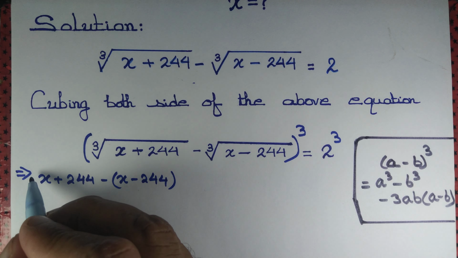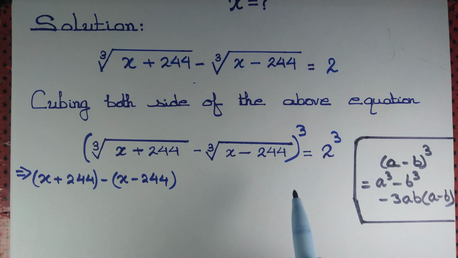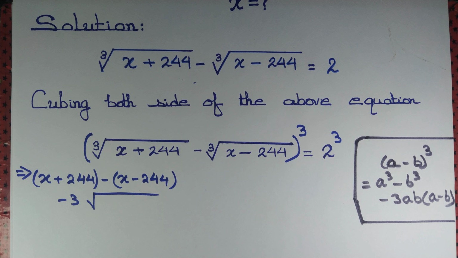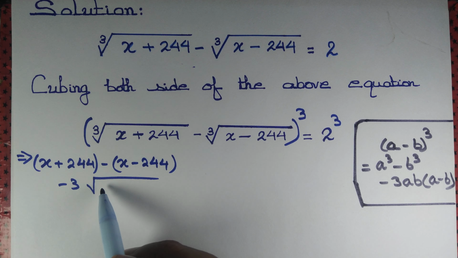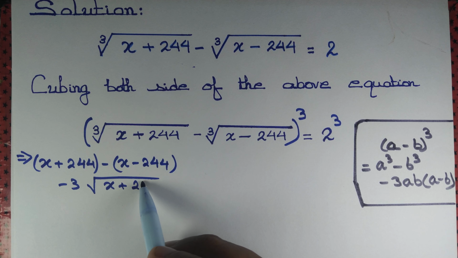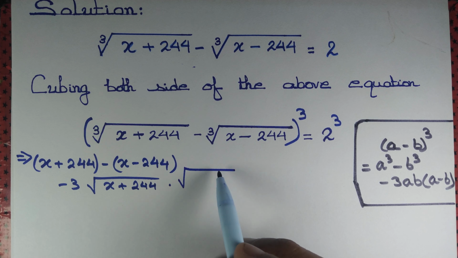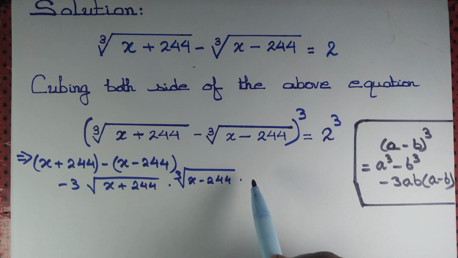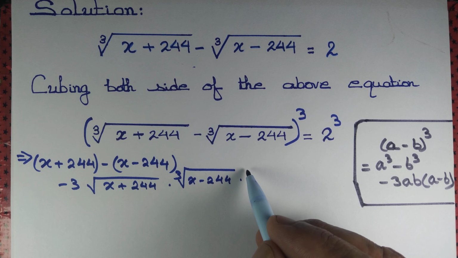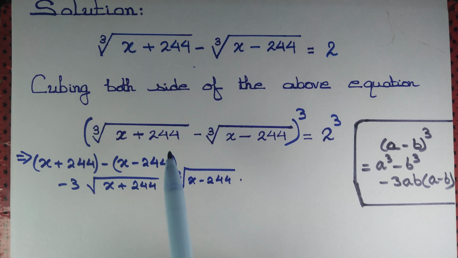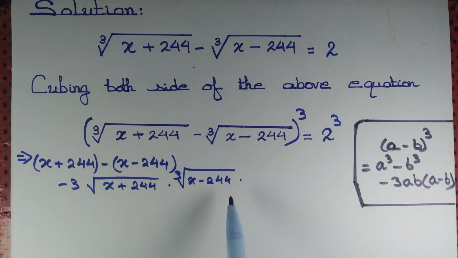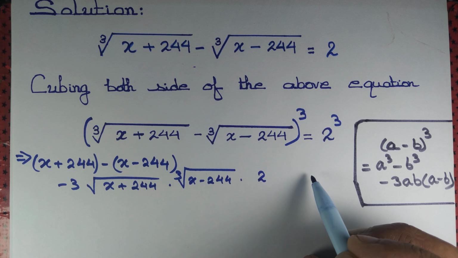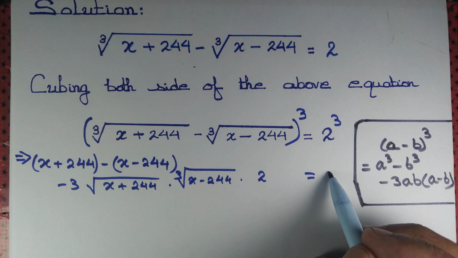So we got a cube minus b cube, and then minus 3ab, minus 3 into cube root of x plus 244 into cube root of x minus 244 into a minus b. But see that a minus b is this whole expression, and a minus b is simply equal to 2. So just write 2, equal to 2 cube. 2 cube is 8.